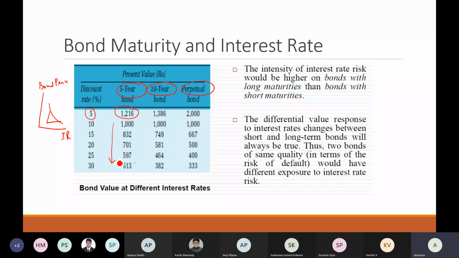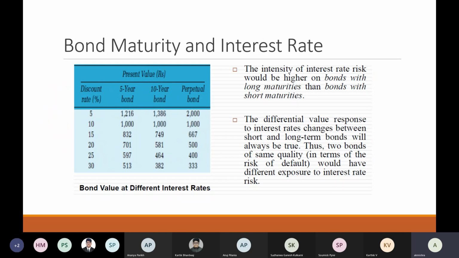But when it is a 10-year bond, if you see, the decrease is more than what you have for the 5-year. So basically the slope for this is more. And when we compare all three, this type of bond has a high slope. And that slope is coming from where? That slope is coming because of different maturity period.